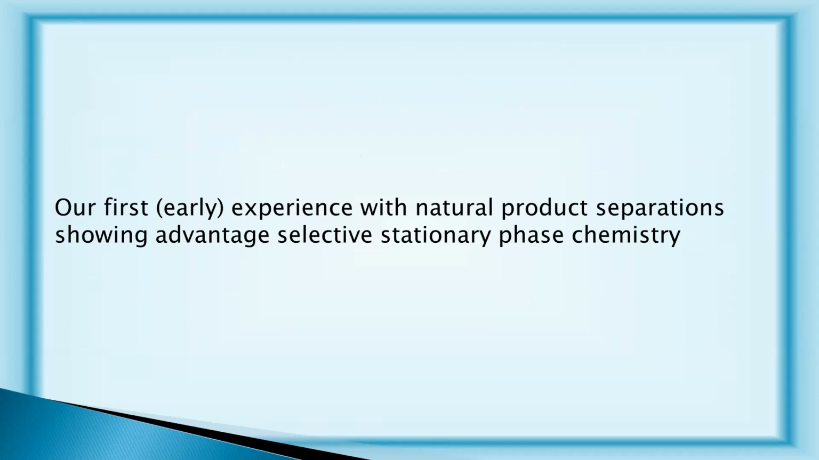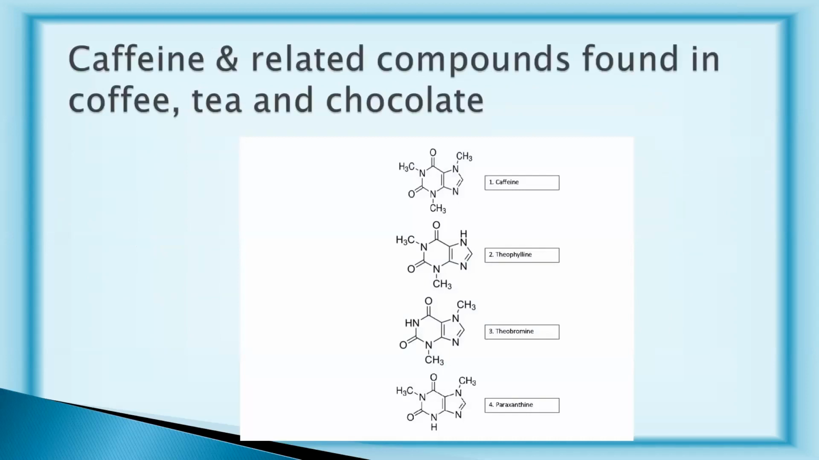I'm going to show one of our early experiences of natural product separations, and just to show that stationary phase selectivity, particularly for SFC, plays a key role in many separations. This is a group of caffeine and caffeine-related compounds found in coffee, tea, and chocolates: caffeine, of course, theophylline, theobromine, and paraxanthine. Again, these are all fairly structurally similar, so they present a challenge to isolate a particular compound from this mixture.